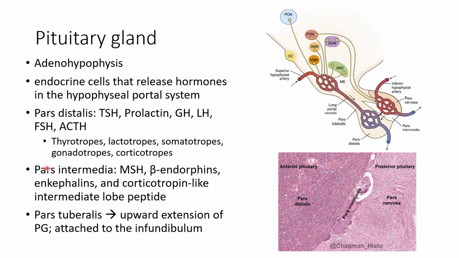For pars intermedia, this is somewhat less important, but the important hormone here is the melanocyte-stimulating hormone. So of course, intermedia is in between. Histologically, this is the picture of your adenohypophysis. This is your neurohypophysis already. This is the pituitary gland, and of course, in between, you can find your pars intermedia.